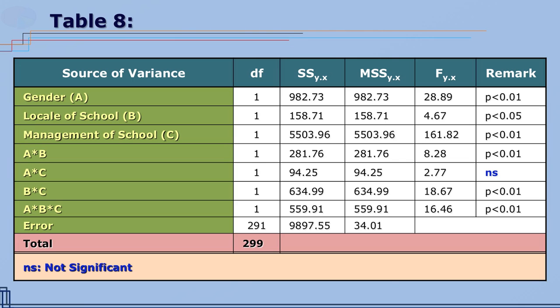So, there was a significant influence of interaction among gender, locale of schools, and management of schools on self-efficacy of students when resilience was taken as covariate. Thus, the null hypothesis that there is no significant influence of interaction among gender, locale of schools, and management of schools on self-efficacy of students when resilience was taken as covariate is rejected. In order to know the trend of influence of interaction among gender, locale of schools, and management of schools on self-efficacy of students when resilience was taken as covariate, the graph 3 has been plotted.